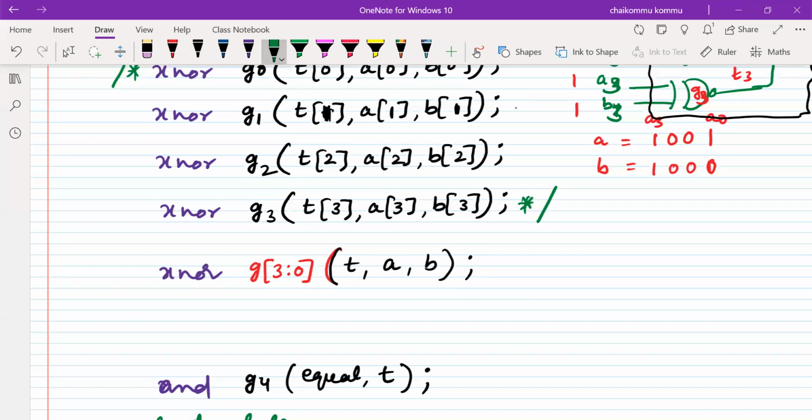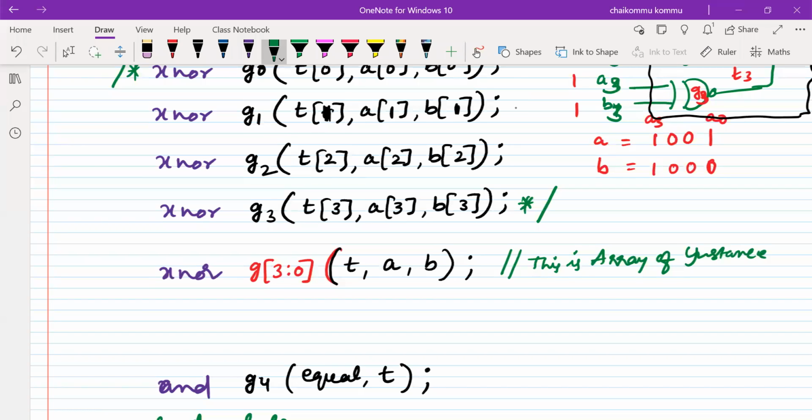I want to write a small comment here: array of instance. So I'm using the array of instance something like this. That means G of 3 is nothing but T of 3, A of 3, B of 3. And G of 2 is nothing but T of 2, A of 2, B of 2. That's the meaning of this, right? Therefore, the complexity of writing the program is reduced by using the array of instance.